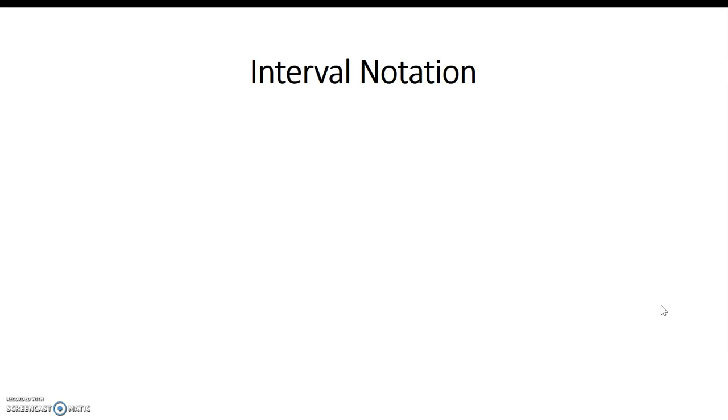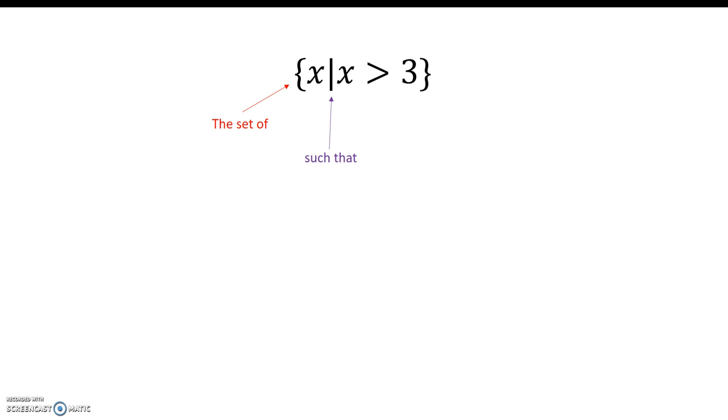Everybody, Miss Maritello here. So I just wanted to give a little introduction to interval notation. What'll happen for interval notation is sometimes we'll be given a set, something that'll look something like this. When you see this notation, you would read it as the set of all x such that x is greater than 3. So basically all that really means is that we have a bunch of numbers that would be included in this set, and they should all be bigger than 3.